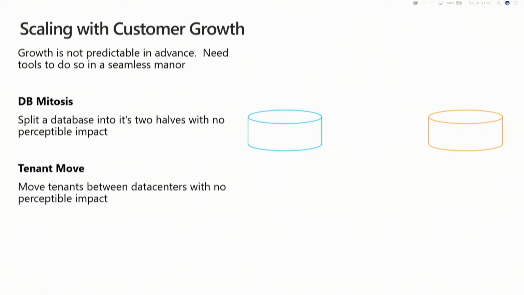Similarly, we have a set of technology where we can move tenants. With the release of new data centers every so many months, we're often having to move people from one geography to another. We have multi-geo offerings where your users need to move between data centers. So we've had to build a set of technologies where we can move tenants between data centers in a seamless fashion.